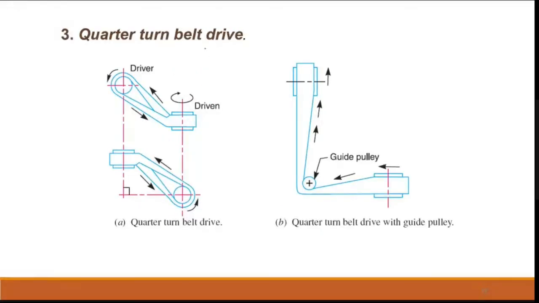And next one is quarter turn belt drives, right? It is like this. It is like a bevel gear, right? When you want to transmit power between two different intersecting shafts, then we have these quarter turn belt drives. So it will be like this. You also have a guide pulley in order to maintain the friction or tightness on the belt, okay.